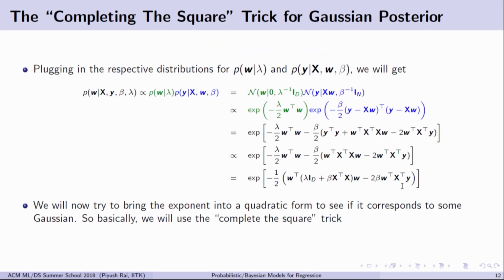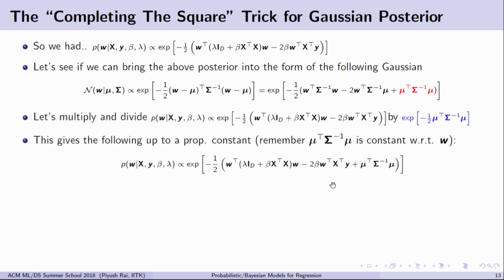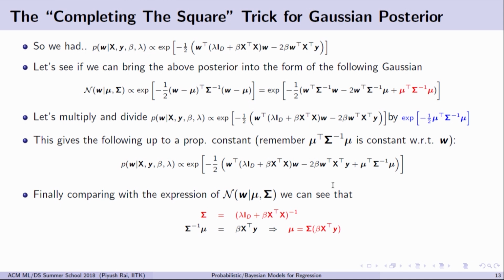So the slides will be available, so you can just go over the derivation once more. I can do the completing the square trick, but by now you might already have started seeing some of the terms that we had in the covariance matrix and the mean.